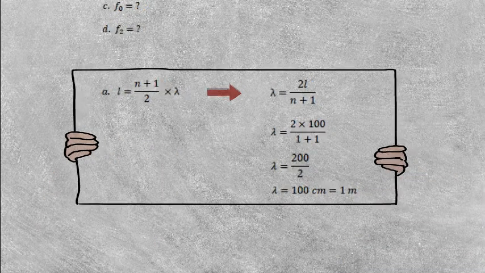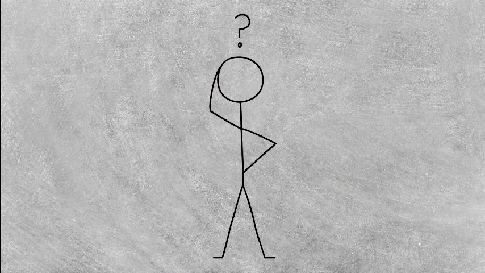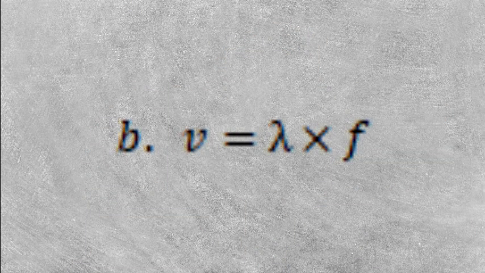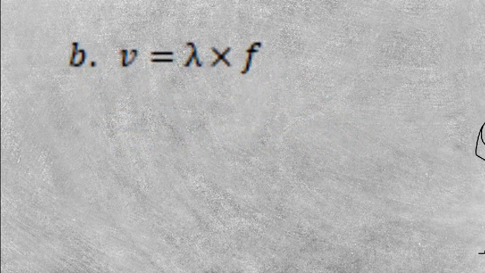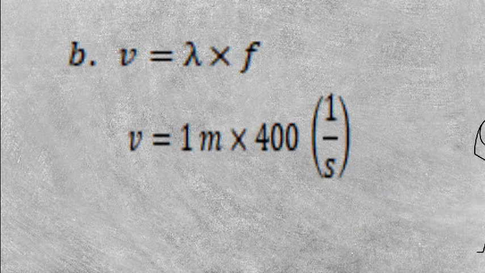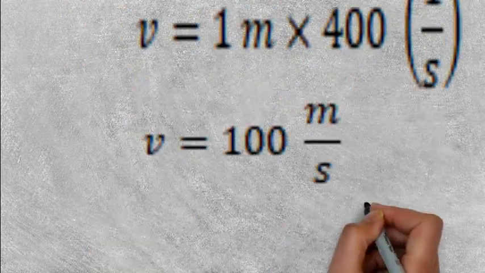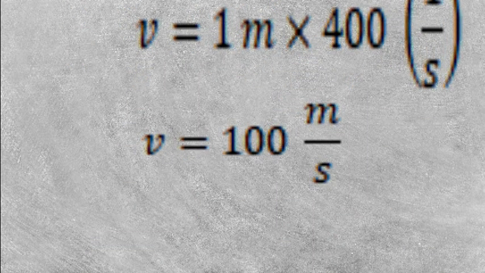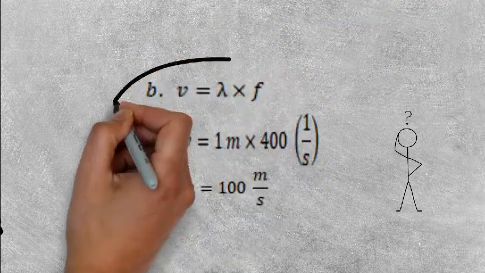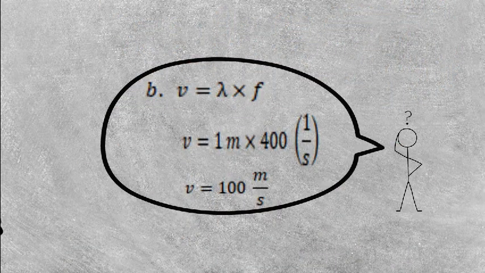And the next, B. What about the wave velocity? To count the wave velocity, we can use this formula. Velocity equals lambda times frequency. We know the value of lambda is 1 meter and the frequency is 400. So the velocity is 400 meters per second.